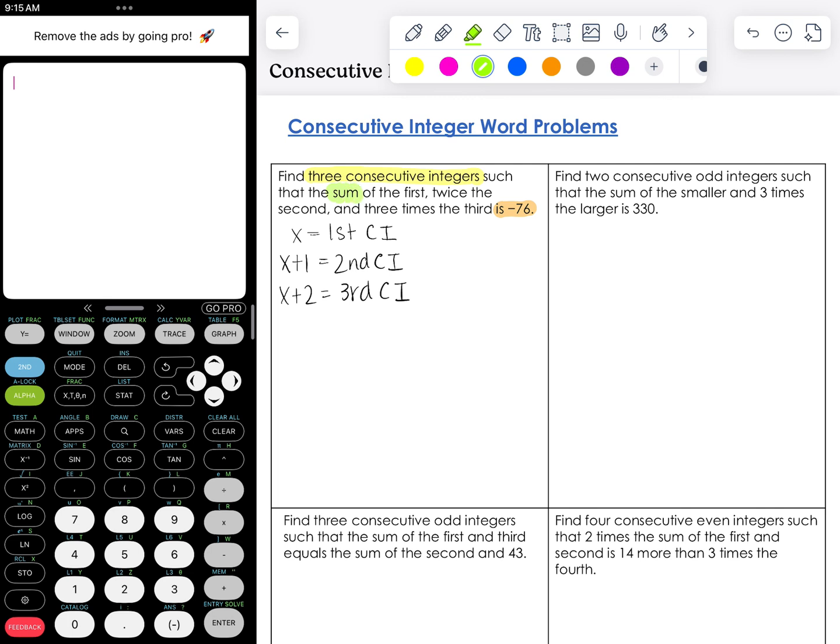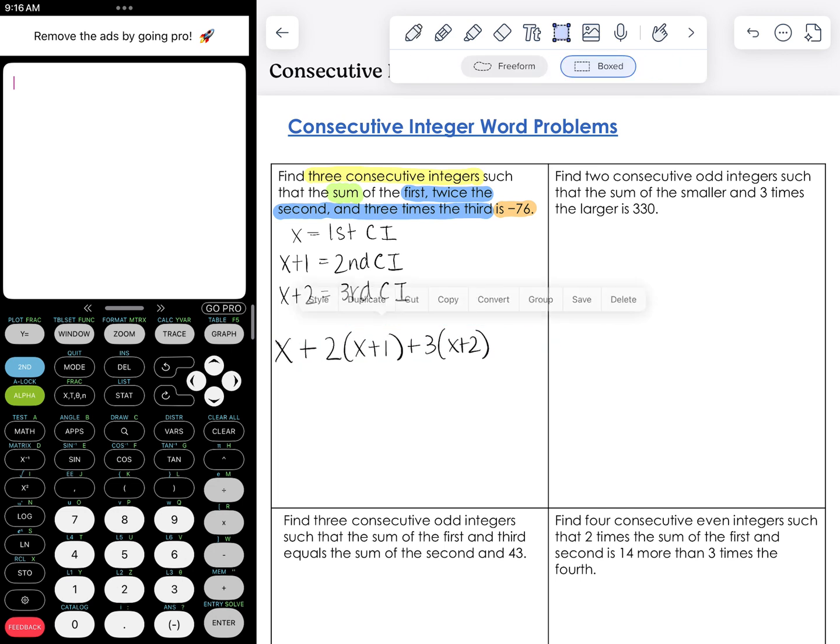Now we need to interpret what it's saying. The sum, so I know I'm going to be adding, of the first, twice the second, and 3 times the third has to be negative 76. Okay, I put parentheses because anytime you're multiplying a number by an expression, we need to put parentheses so that we remember to distribute.